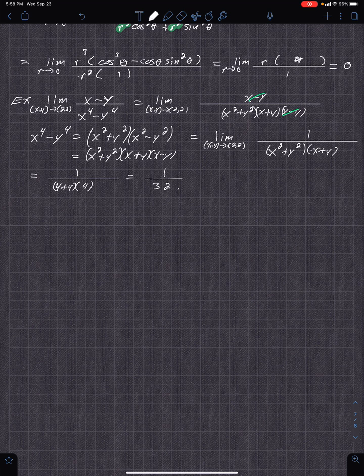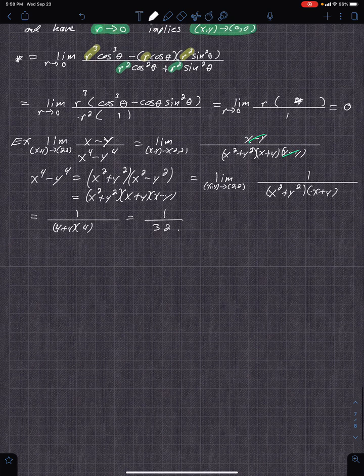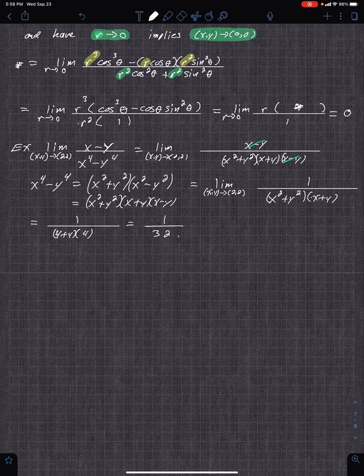Okay, so those are the easy ones. Well, not easy, but those are the ones where you get a solution, you get a value. So what we want to show next is if the limit exists or not.